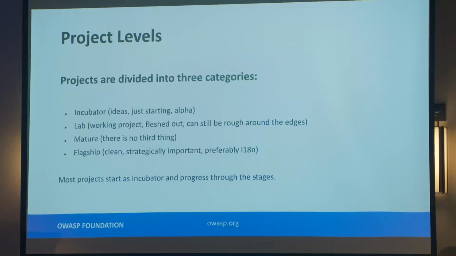There's the lab project, which means it's working. You've fleshed out what it does. It could be rough around the edges, probably doesn't have translation. Then there is flagship, which is the actual third thing, which is basically production level, strategically important to the foundation. It's preferable that it's internationalized.